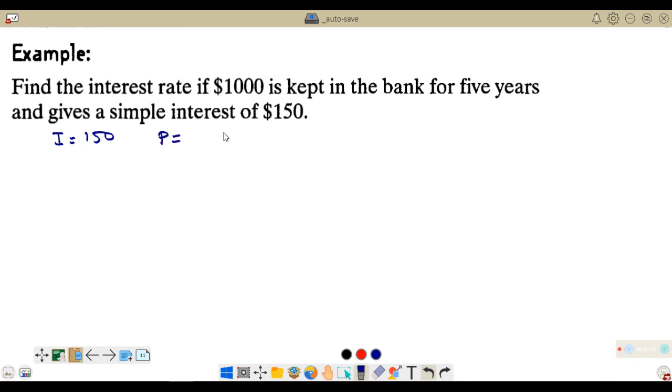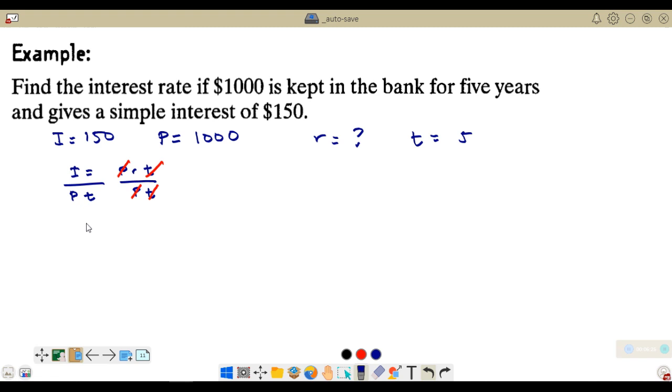Next, our principal is still 1,000. Our R is equal to, hindi natin alam, nawawala siya. And then our time is 5. So, from our original formula, I is equal to PRT. What will happen if we are looking for the value of R? So, we have to divide both sides by P and T. So, tanggal na dito si PT.